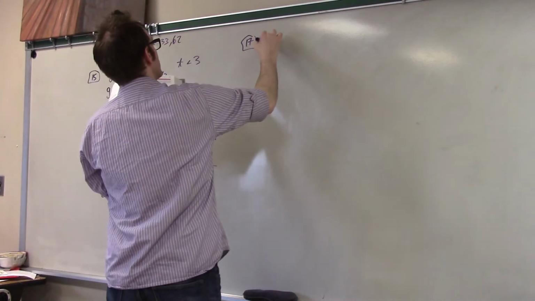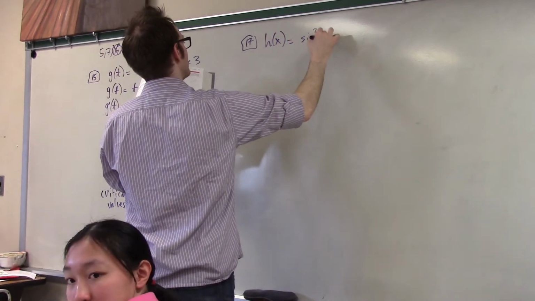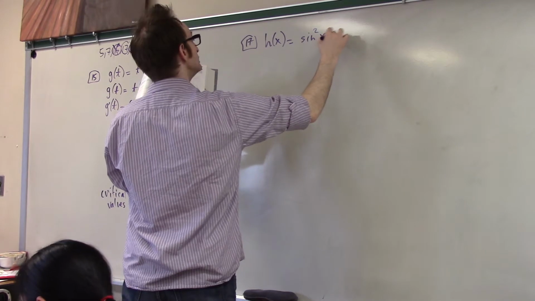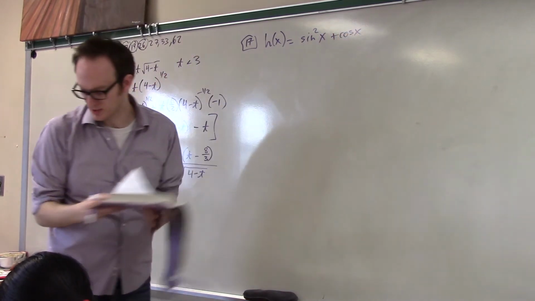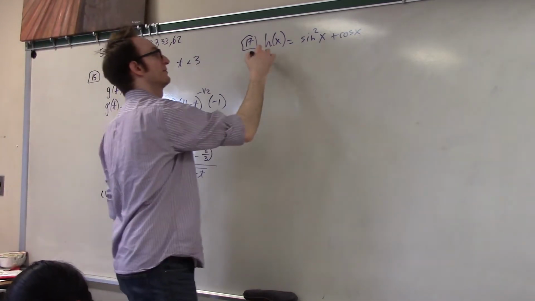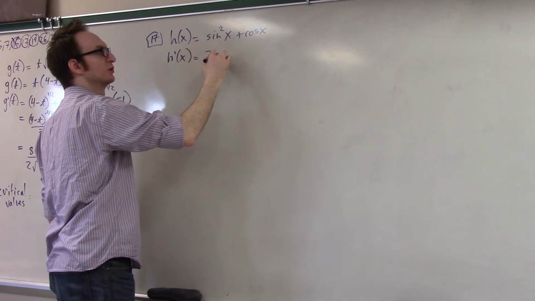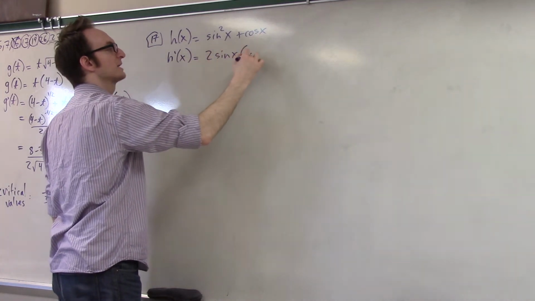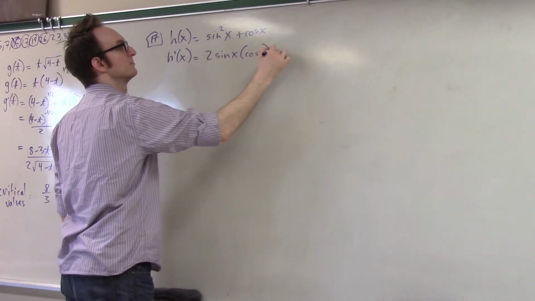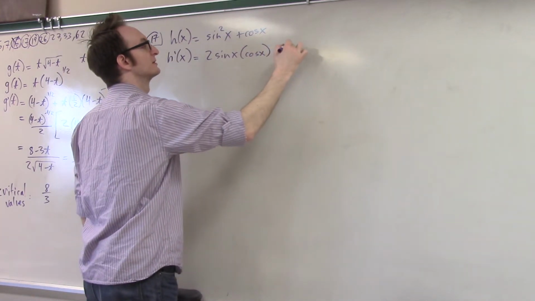Problem 17 is conceptually the same, but now trig skills are involved. So again, it's just take the derivative. The derivative of sine squared is 2 sine times cosine inside, plus the derivative of cosine, which is negative sine.